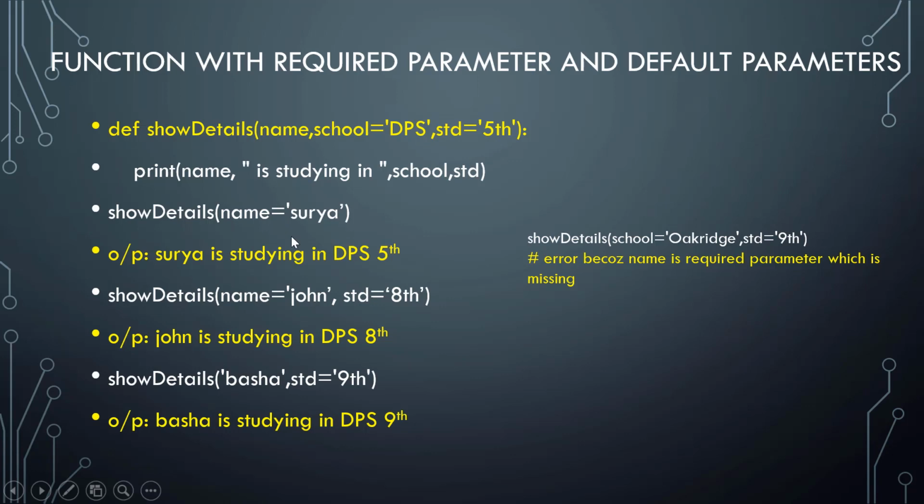Same way, show details of name equal to John, comma, standard is equal to 8. So I'm passing only standard 8. DPS I'm not passing. Since the school name DPS is default, you'll get the same automatically. So John is studying in DPS in 8th standard, or reverse. You can write it in reverse, 8th standard in DPS, like that. It's your wish.